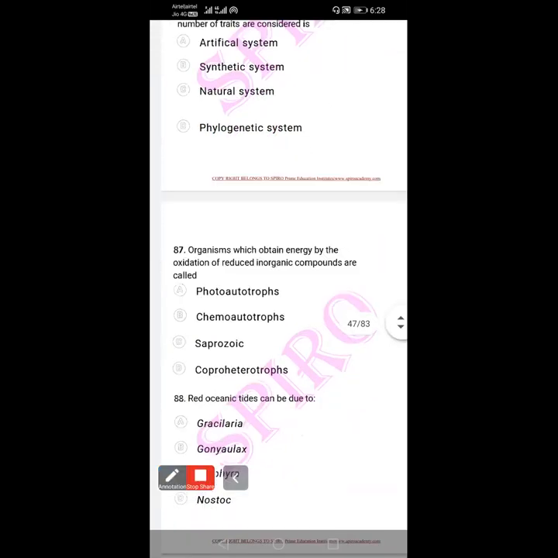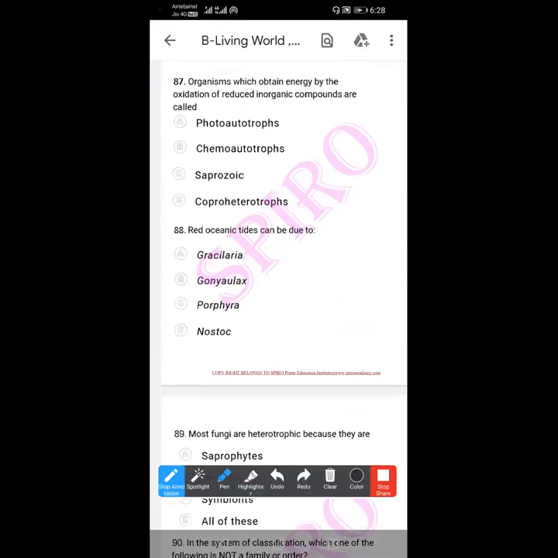So question number 87, the organisms which obtain energy by the oxidation of reduced inorganic compounds are called as.